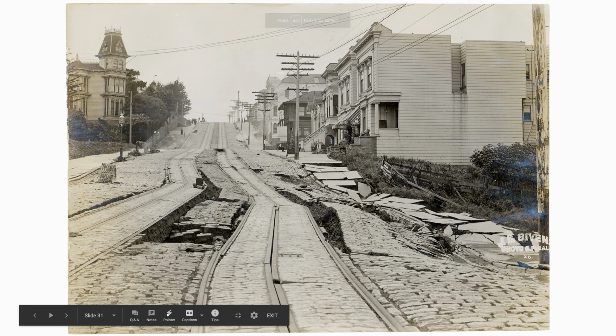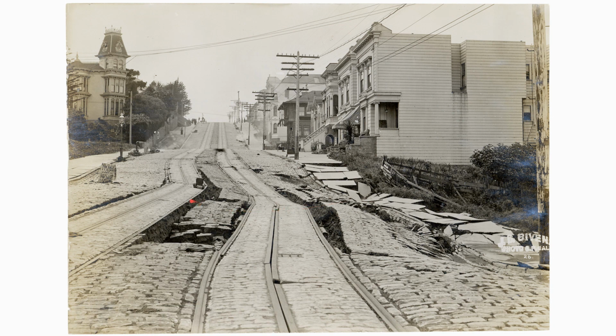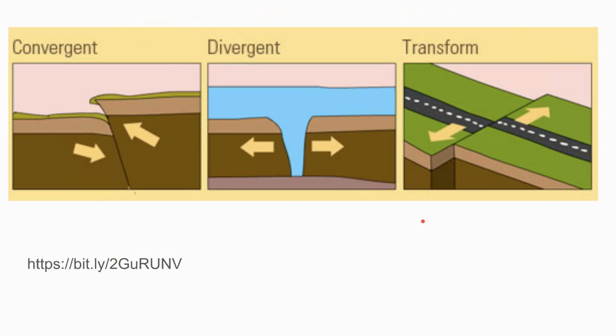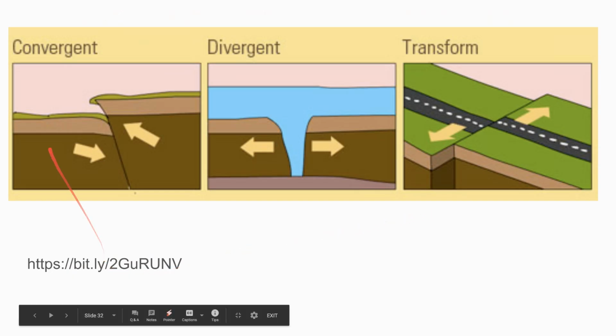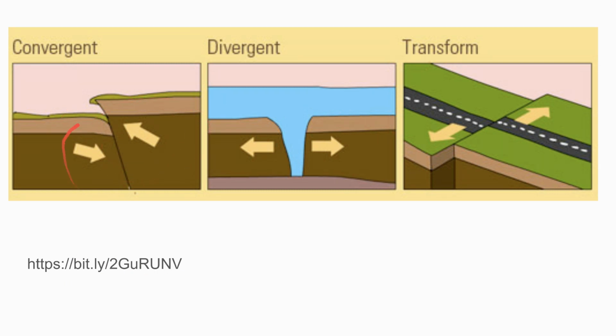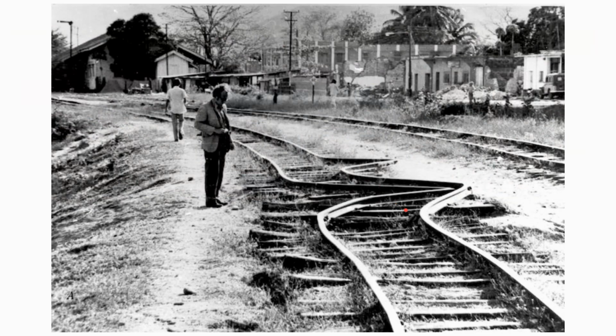Here's another picture from the San Francisco earthquake at that time. You can see where the ground shifted and pulled the street and the tracks with it. Here are three different ways. So convergent is where the crust is pushing against each other, pulling apart, or sliding back and forth.